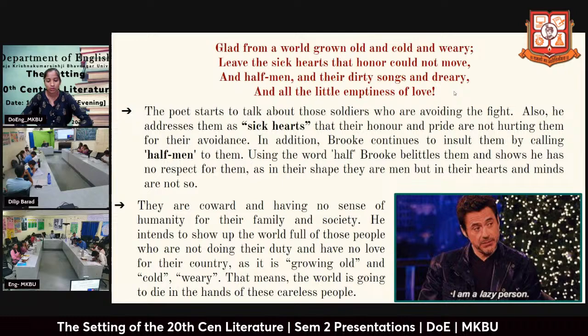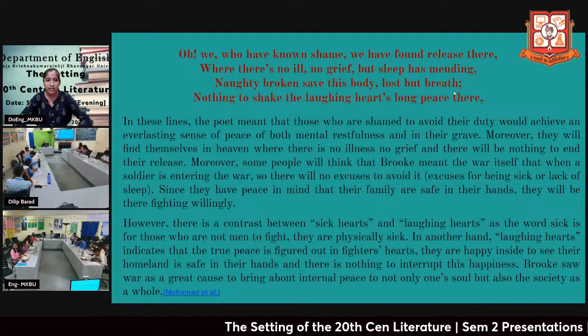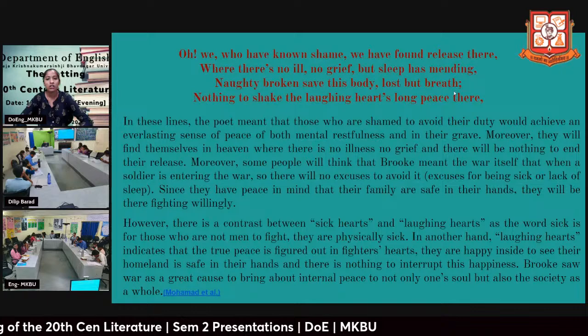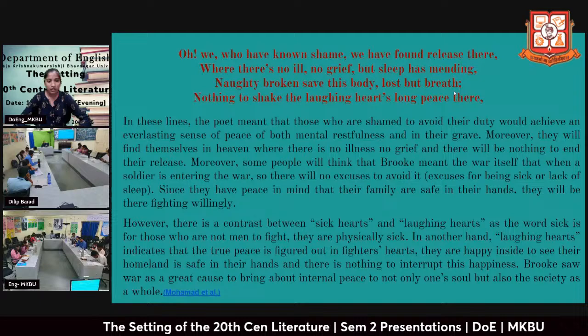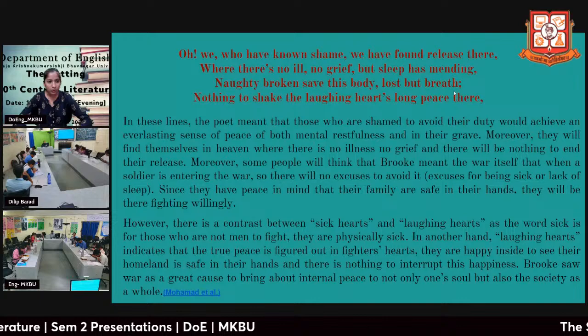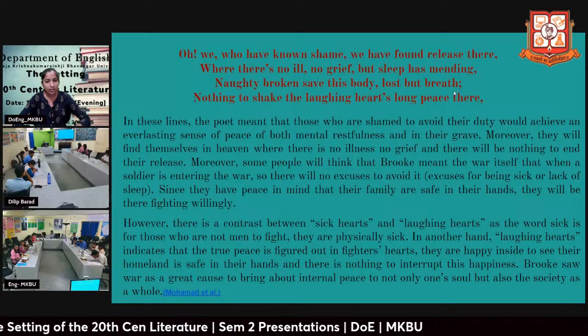Second, "Oh, we who have no shame, we have found release there, where there is no grief, but save as mending, not in broken save this body, lost but brief, nothing to shake the laughing hearts long peace there, in this land." This is excellent for those souls who are ashamed to avoid their duty, to achieve everlasting peace and both mental relief, and in their grave, meaning death. They find themselves in heaven, where there is no illness, no grief, only sleep.